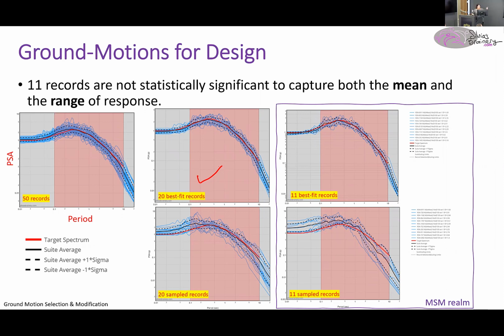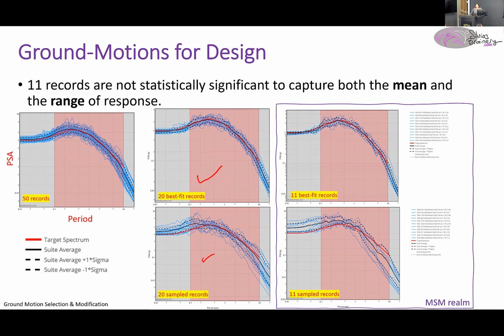And these top in the middle are the 20 best fit, but look, if I even pick something below 20 other records that I just randomly select within a bin that meets my criteria, now I have more variability, which can be good, but I'm not matching the target spectrum at all.